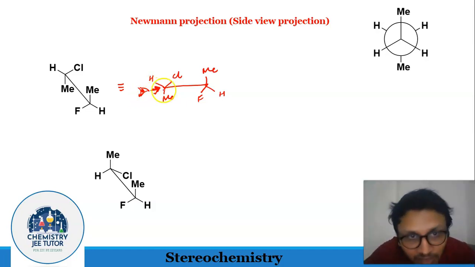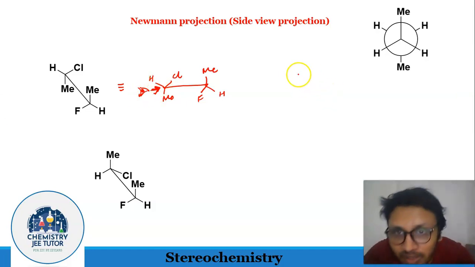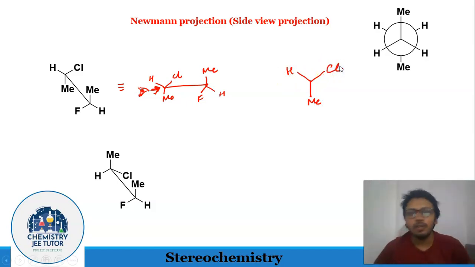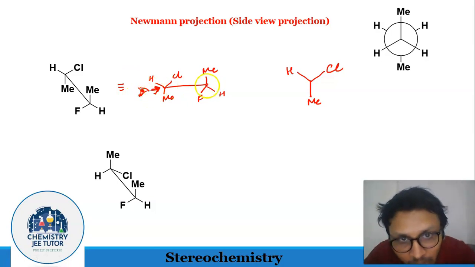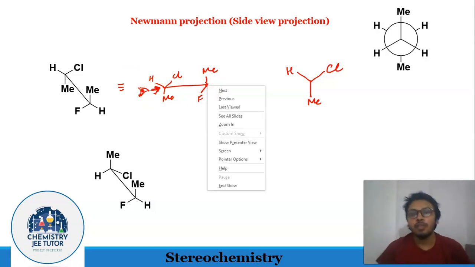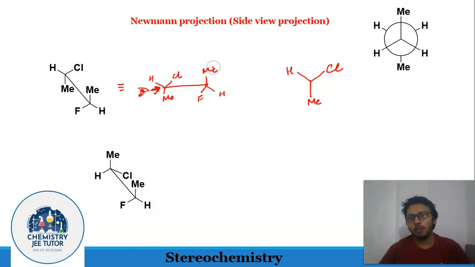So what will we see if we look from this side? We'll see hydrogen on this side, chlorine on this side, and the methyl is here. This is like the Y projection of Sawhorse. So we just drew it. Now from this side, this atom or this vertex we will not be able to see, or it will come at the back side of the molecule.